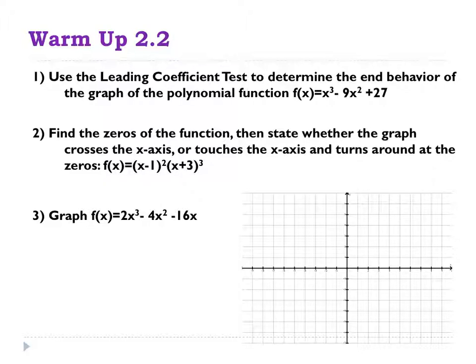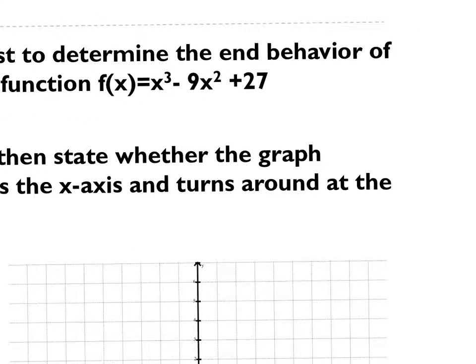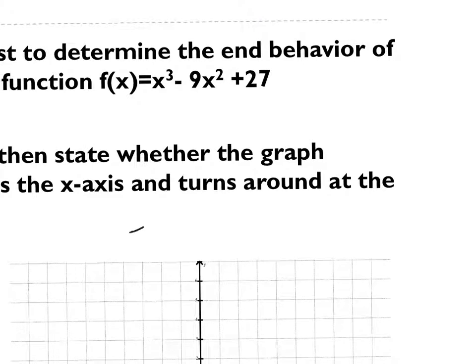So in example 1, the highest exponent is first, but if this was switched around, if this said negative 9x squared plus x to the third plus 27, it's still the same function, but you've got to really pay attention to the order. So again, this time it is in order from highest degree, which means that the leading coefficient that I'm looking at is the one in front of the x to the third term.